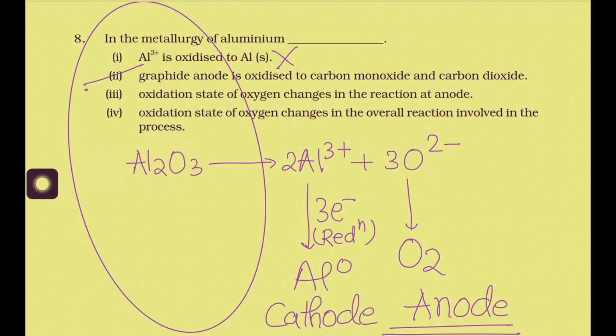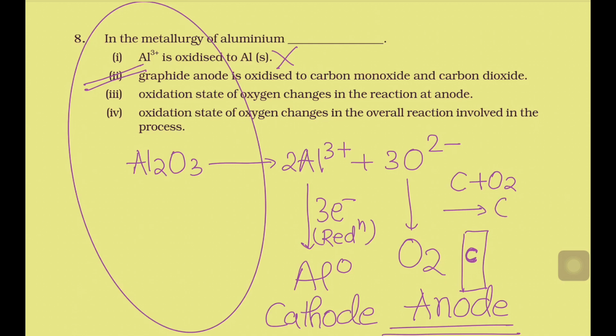This is perfectly correct, because you know that the anode is made up of graphite rod. At the anode, oxidation of oxide is taking place, liberating oxygen. This oxygen will react with the graphite rod, because graphite is an allotrope of carbon. So carbon plus O2 will react because the temperature is high, so it will catch fire to form CO or CO2. That is one of the reasons we have to replace the graphite electrode from time to time. So the second option is perfectly correct.